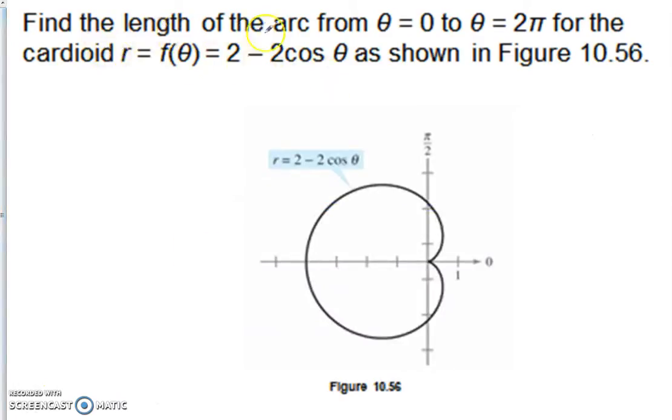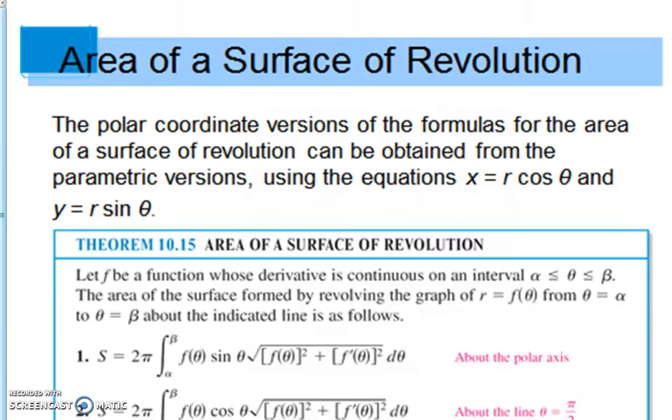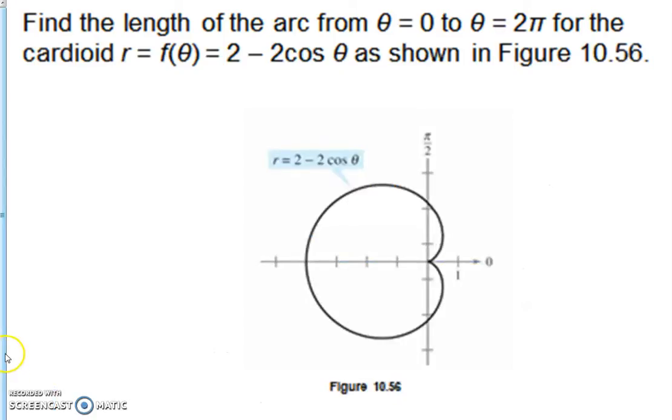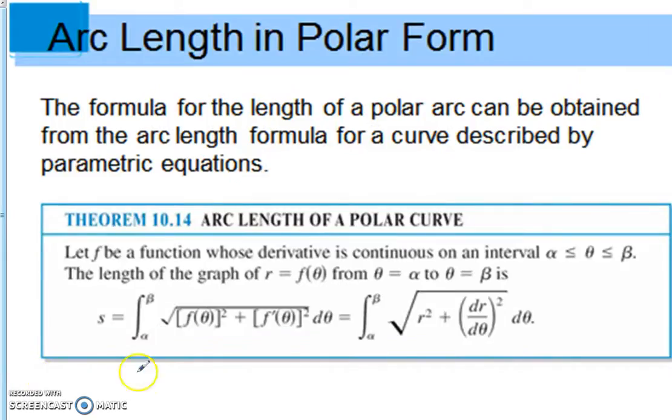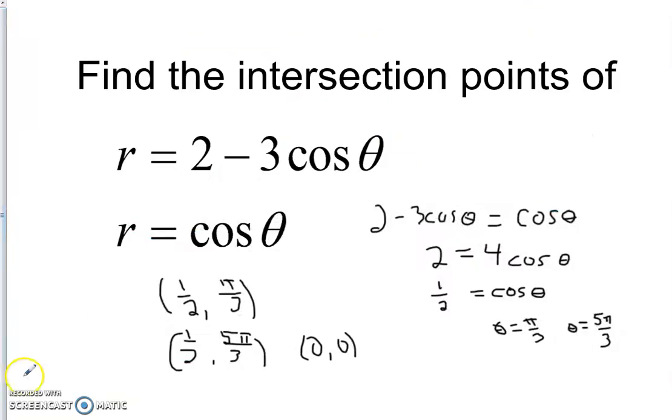Let's go ahead and find the length of the arc from theta equals 0 to theta equals 2 pi for this cardioid. All right. So let's go ahead and set that up. We've got the integral. We see in this case that first let's go back to the formula. I need the function squared, I need the derivative squared. So let's do each of those first.